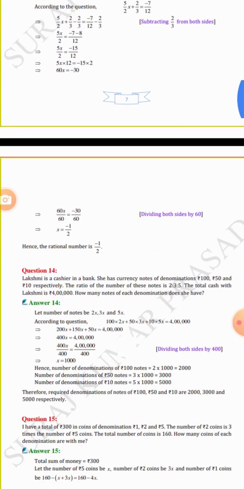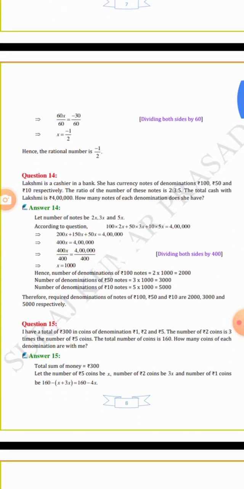Then by dividing by 60 on both sides, we get 60x by 60 is equal to minus 30 by 60. Then the x value is minus 1 by 2. Hence the rational number is minus 1 by 2.